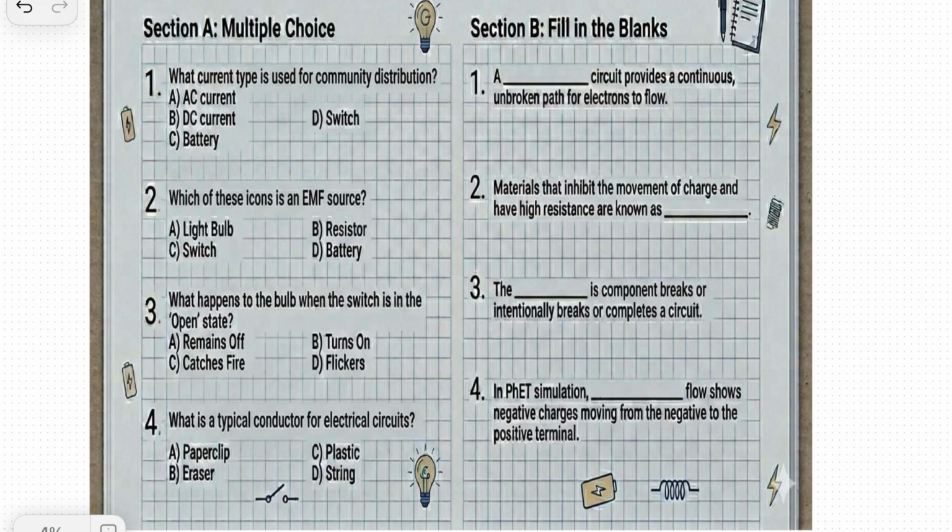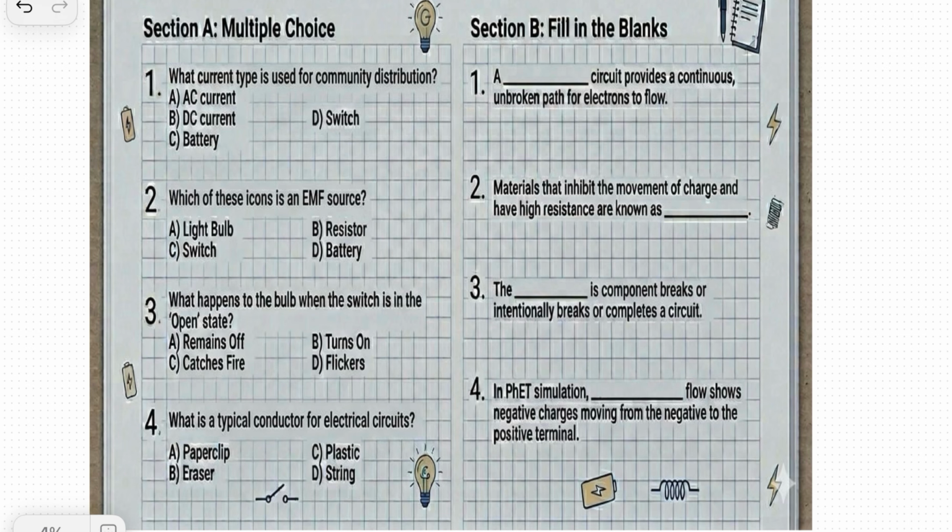What happens to the bulb when the switch is in open state? You remember, when the switch is open, the circuit will be open. When the switch is closed, the circuit will be closed. So when the switch is in open state, the bulb will remain off. What is a typical conductor for an electrical circuit? Very easy. Metals are typical conductors. So here we have a paper clip.